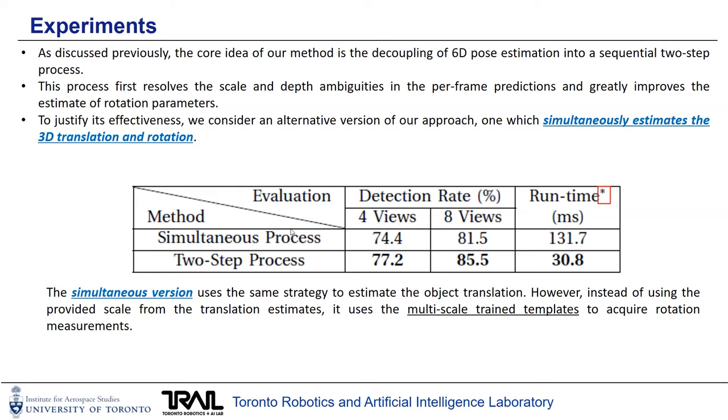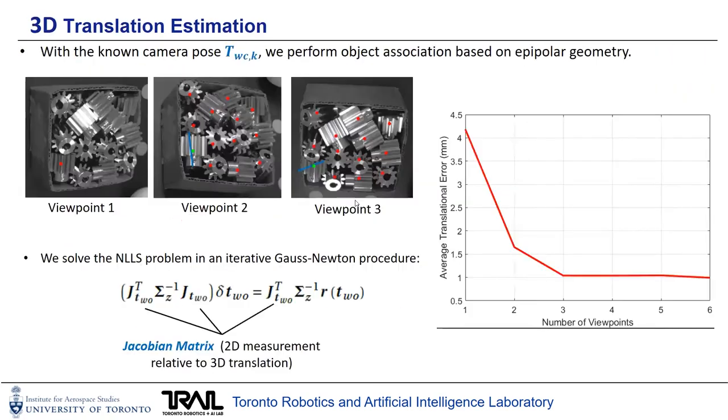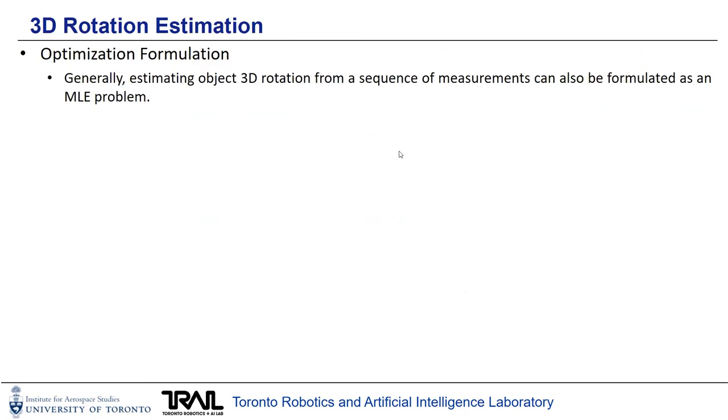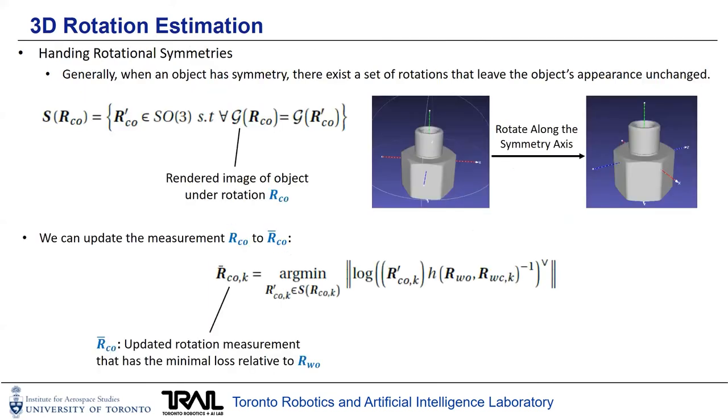On your last slide, for the simultaneous process, we still perform the object translation using multi-view optimization and the rotation optimization using a max-mixture. The only difference is that it does not rely on the estimated scale information from the translation, if you go back to our original equation. This means that the simultaneous approach does not assume this dependence. It treats the rotation and the translation as independent, and the estimate of the rotation does not rely on the estimated scale information from the translation. Right. Cool. I see. Okay.